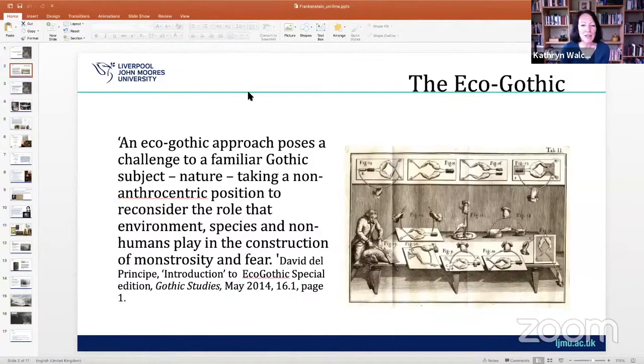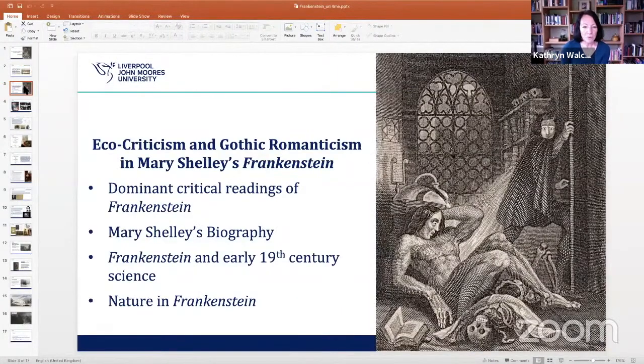So basically we're just going to be thinking about the Gothic, thinking about the horror in Frankenstein, not from the position of human beings, the anthropocentric position. We're going to think about it from the position of nature, from the environment, from non-humans. So this is the order I'm going to talk through some ideas, and hopefully these ideas will be useful for whichever perspective you come to Frankenstein from in your writing and your exam preparations.